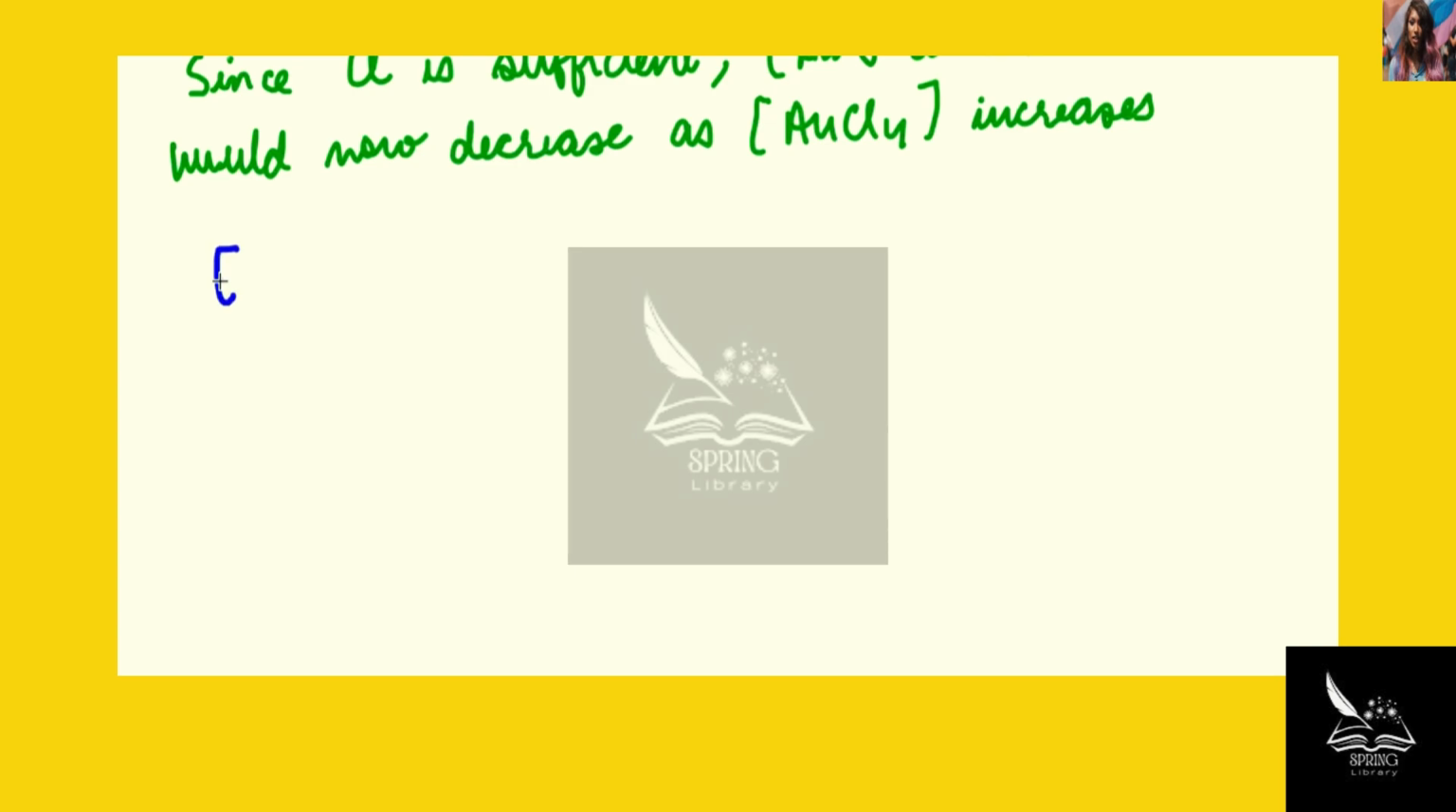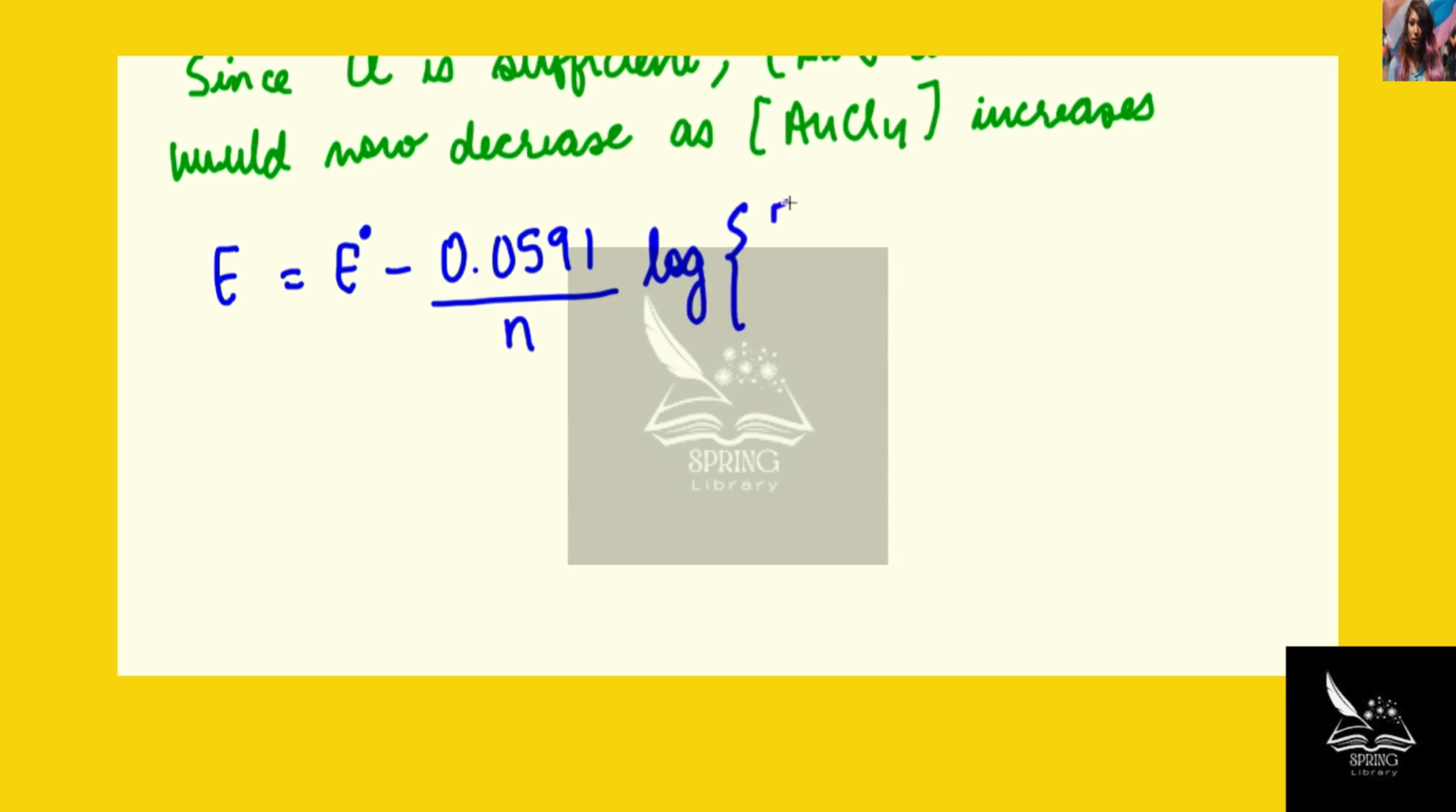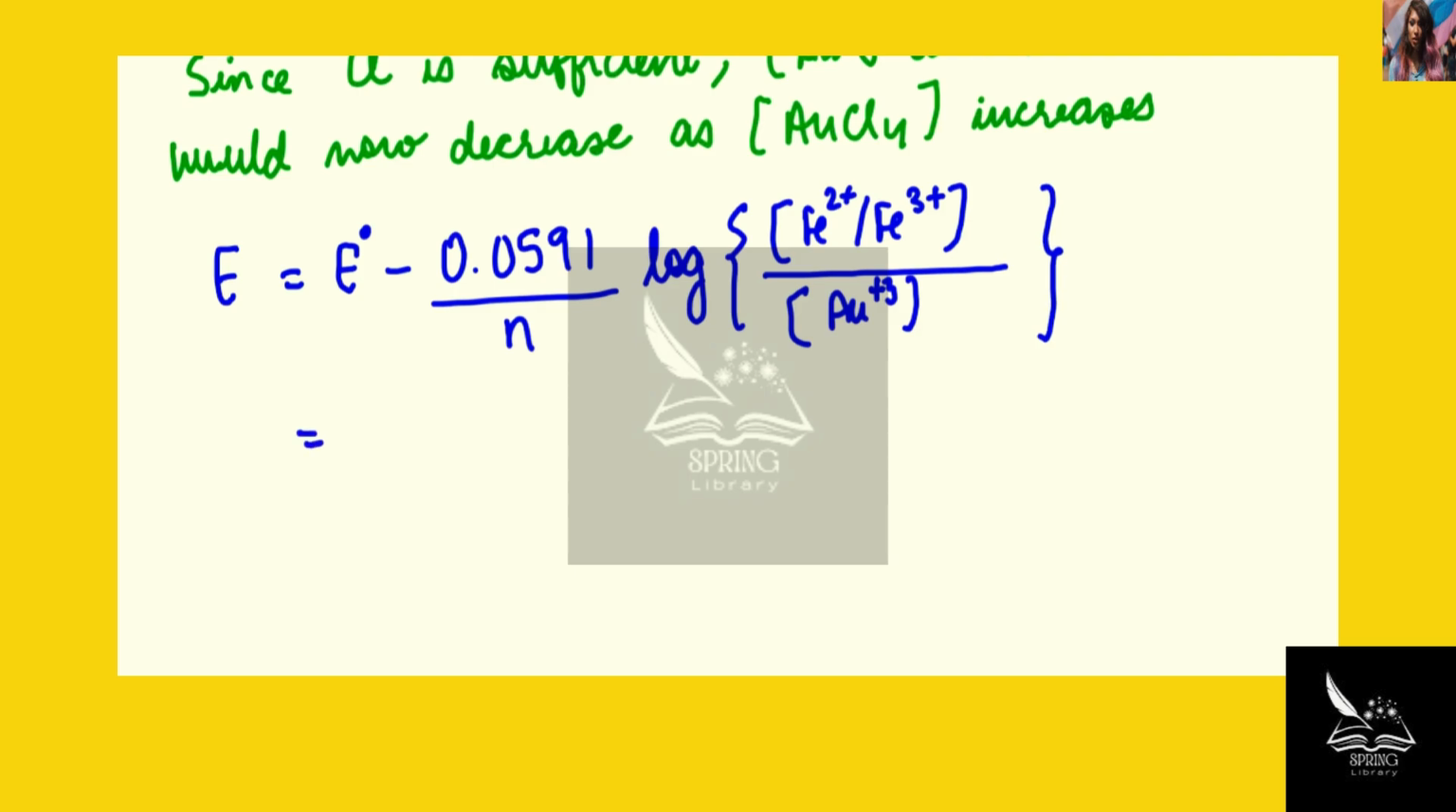So now we have E equals E naught minus 0.0591 over n log concentration of ferrous or ferric ions, these are going to be the same, over concentration of gold ion. Now gold ions is going to decrease, but the ferrous and ferric still remain the same. So after solving everything, we get this value 4.78 times 10 to the power minus 22.